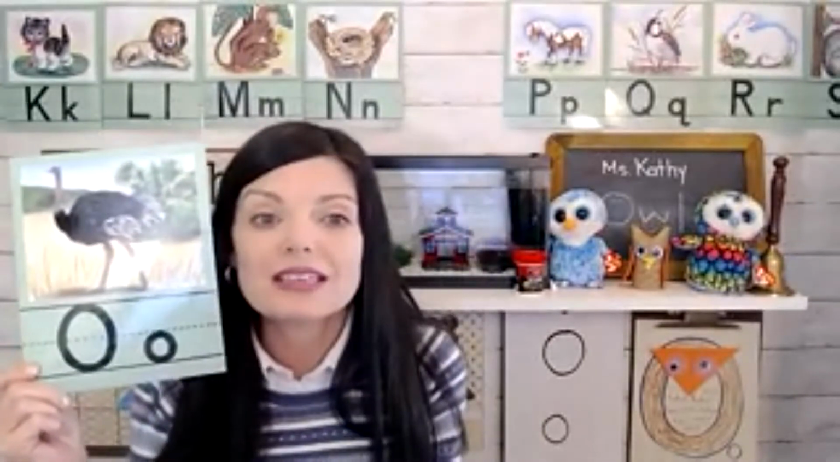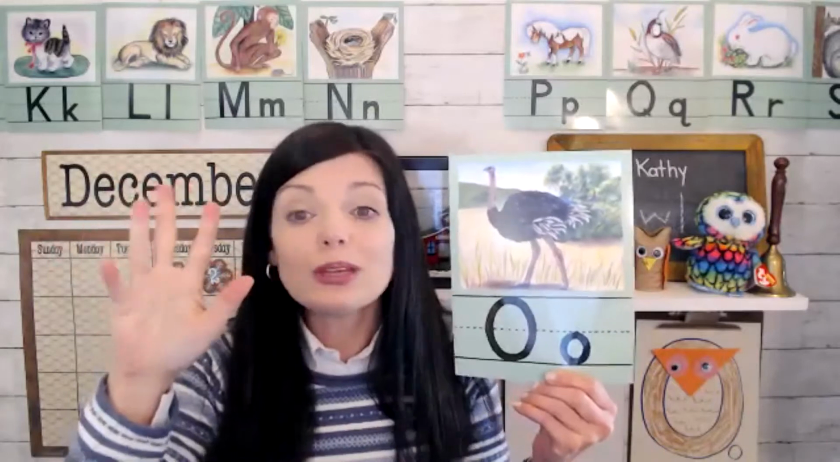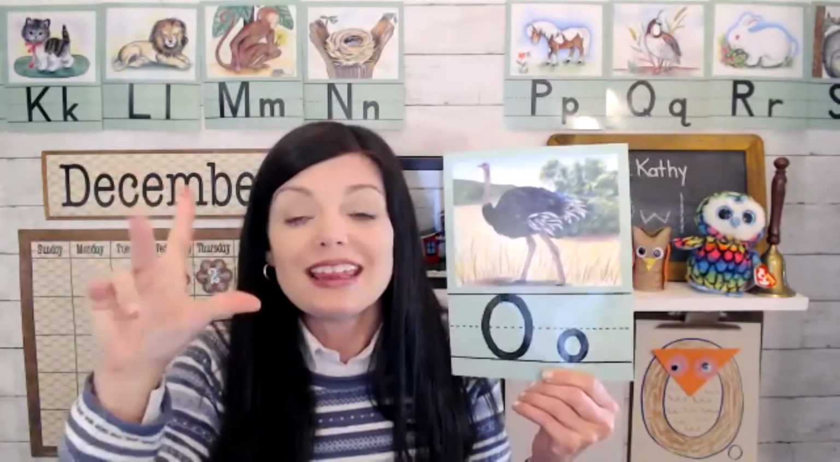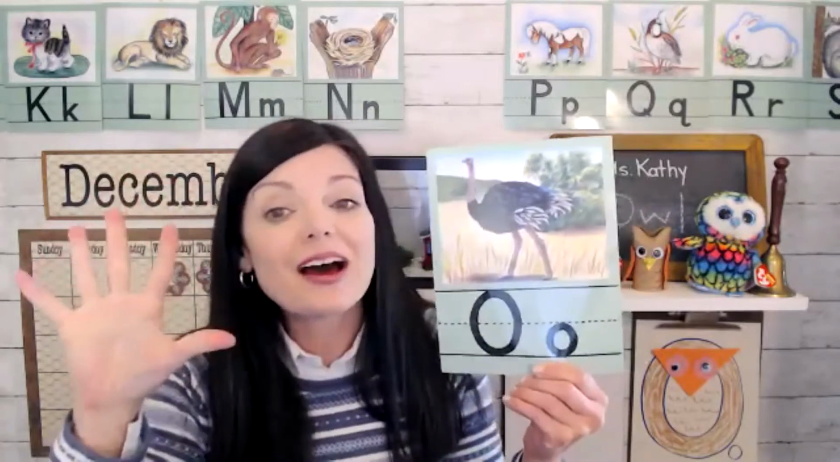Now that we know what O looks like and how to write it, let's talk about the sound that letter O makes. Before we do though, do you think you could help me sing the vowel song? It goes like this. A, E, I, O, U. These are the vowels. And I heard us say letter O. So O is one of those vowels.